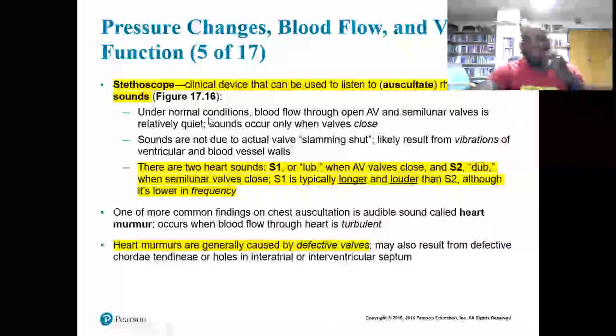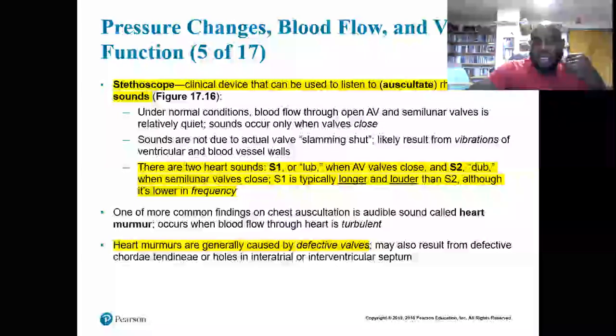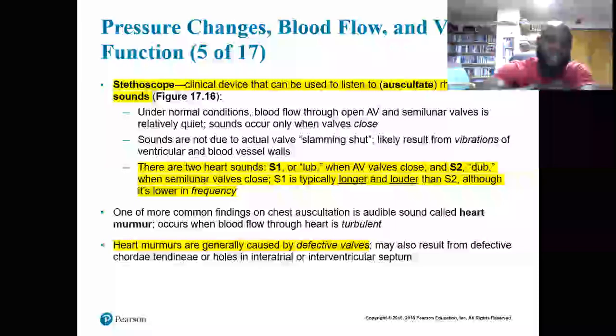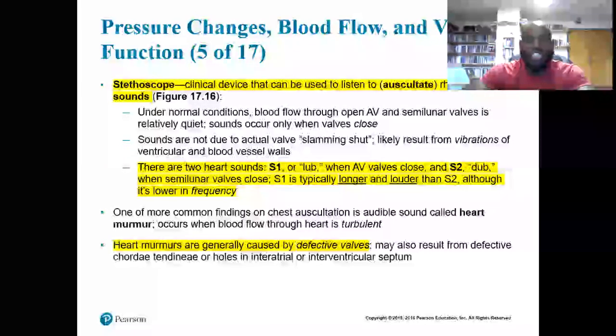Right, so clearly someone who is listening to these, who knows what they're doing, a medical professional who has been trained in hearing the lub dub, hears the closing of the AV valves and the vibrations from that, and the closing of the semilunar valves. One of the more common findings when you do this is an audible sound called a heart murmur, and this is when blood flow through the heart is turbulent. And that can generally be caused by defective valves.